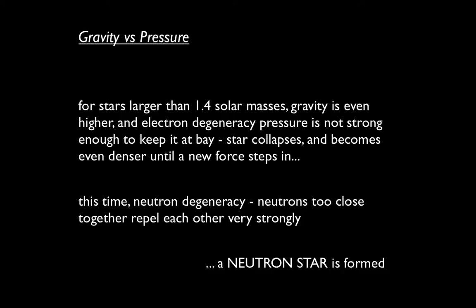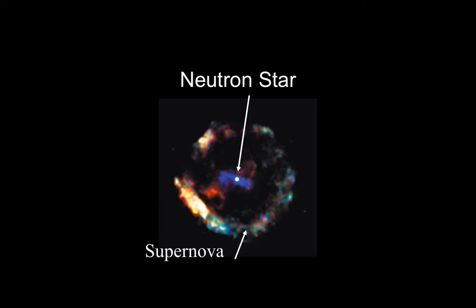For stars that are larger than 1.4 solar masses, gravity will be even higher, and the electron degeneracy pressure is just not strong enough to keep gravity at bay. That means the star collapses further and becomes denser and denser until a new force steps in. This time, that force is neutron degeneracy. Neutrons being too close to each other will repel each other very strongly, and a neutron star is formed. This is an image of a neutron star in the middle of a supernova remnant.